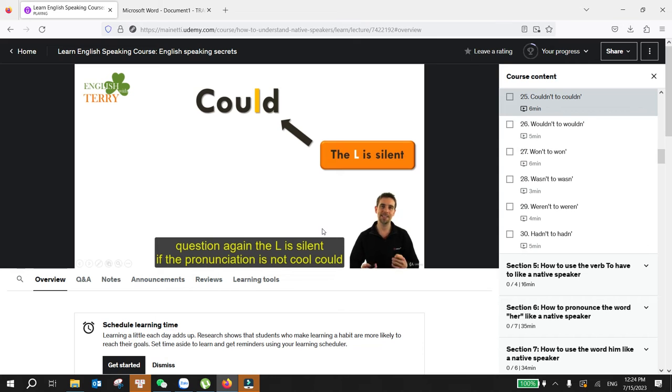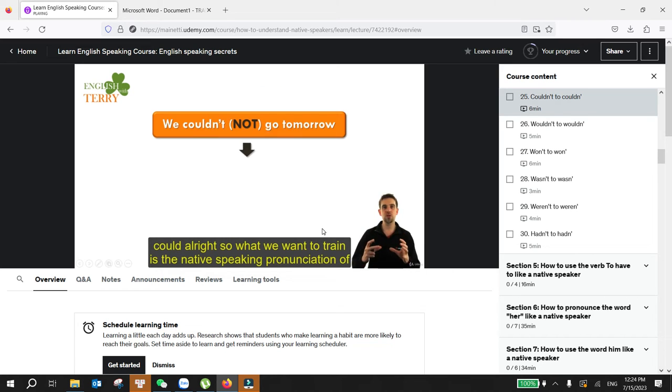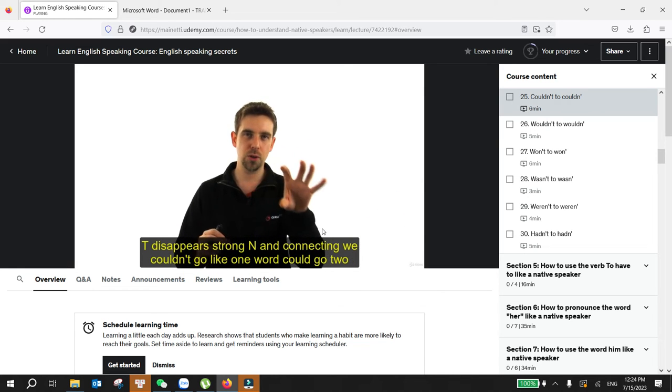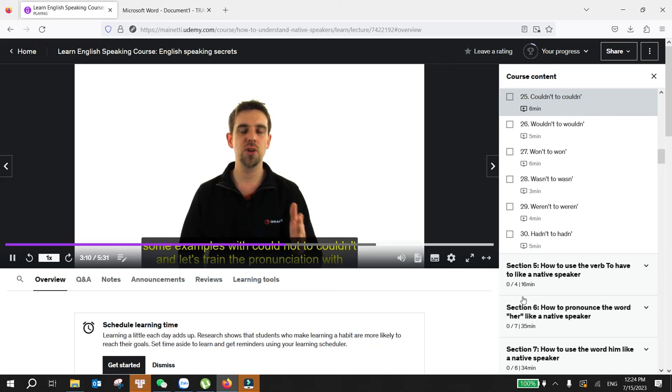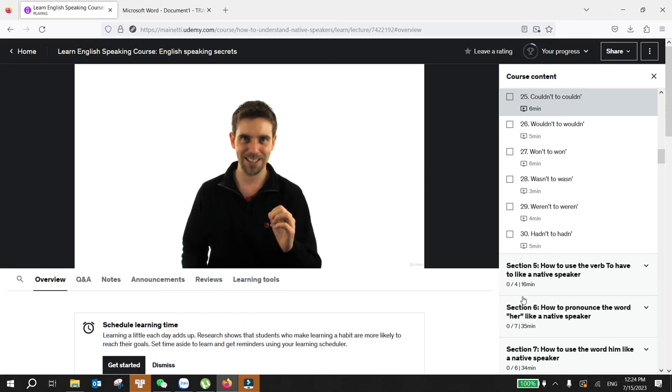Again, the L is silent. The pronunciation is not cool. It's could. Could. Alright? So what we want to train is the native speaking pronunciation of the disappearing T. We couldn't go tomorrow is we couldn't go tomorrow. The T disappears, strong N and connecting. We couldn't go. Like one word. Could go, two words, but the pronunciations, we couldn't go. Like one word, alright? So let's see some examples with could not to couldn't, and let's train the pronunciation with couldn't, alright? Let's get started.